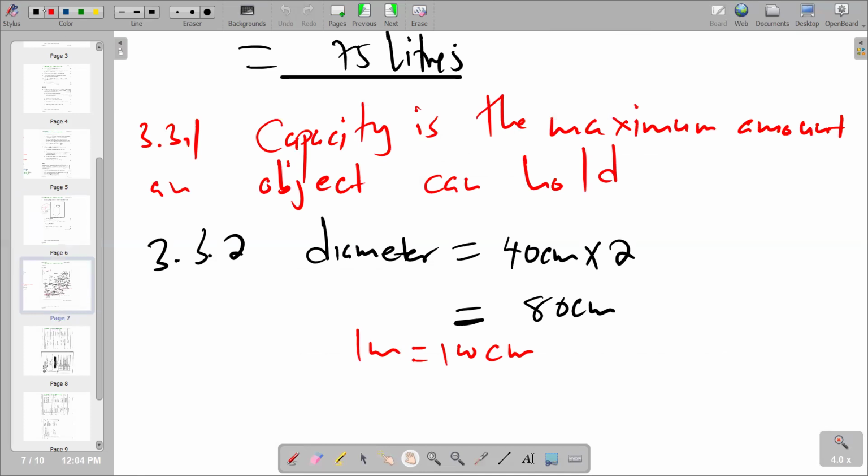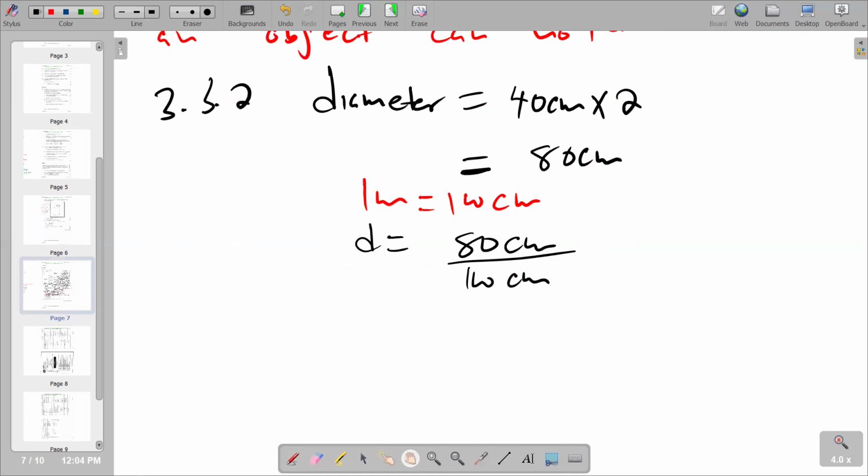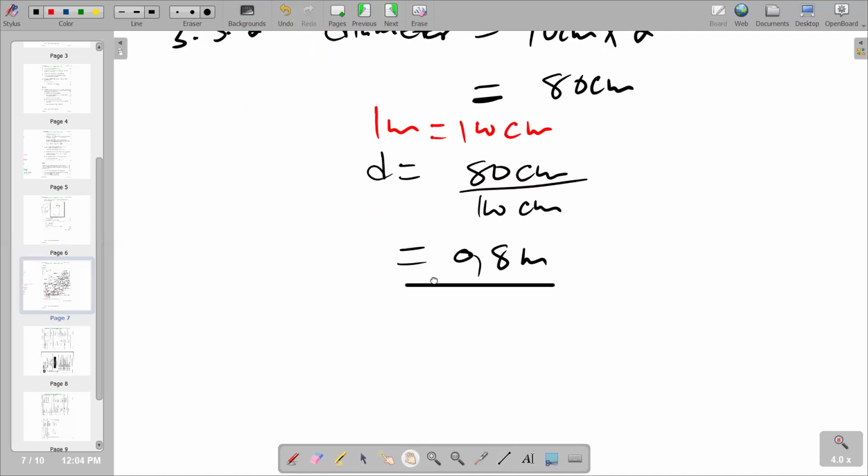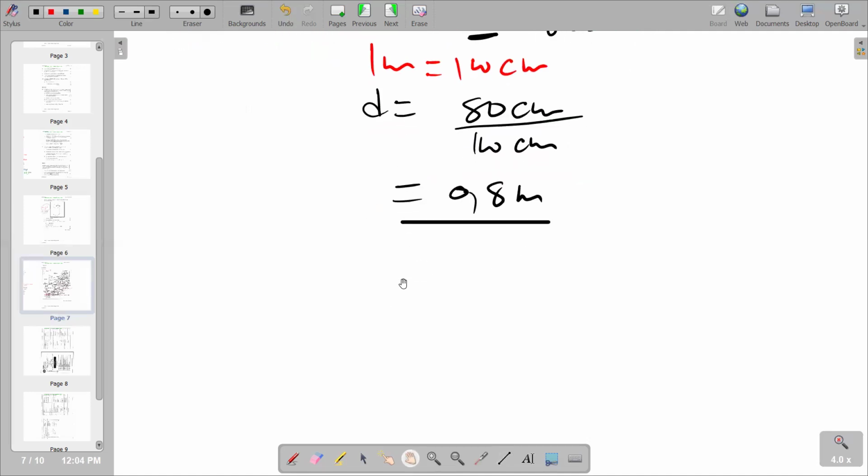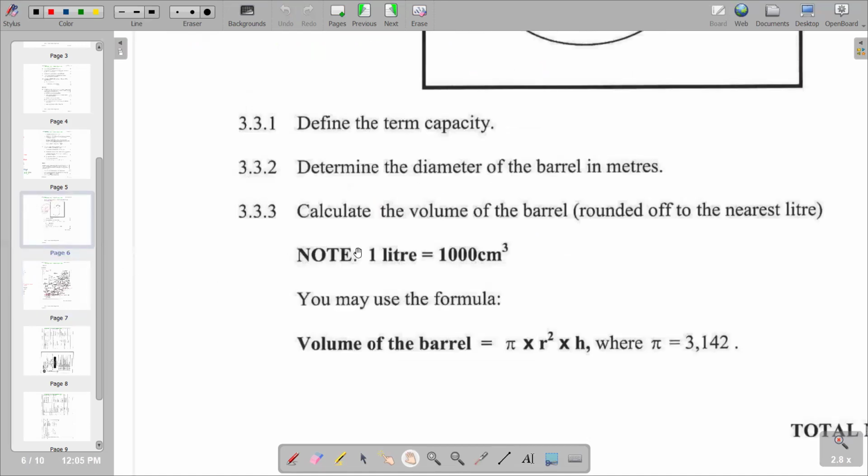So we convert to meters, we divide by 100. So our diameter now becomes 80 centimeters divided by 100 centimeters. So we calculate it like that. We see that we are going to get your answer is 0.8 meters. So this is what we have for 3.3.2. So we'll go to the next question, which is going to be our 3.3.3.